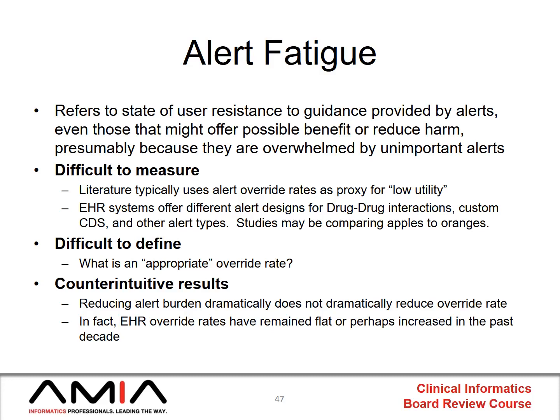We also note that many EHR systems offer different alert designs for common types of alerts, like drug-drug interactions versus custom CDS rules versus other types of alerts. And so when you look at things like override rates or alert fatigue or adherence to CDS rules, you may actually be comparing apples and oranges, and what works in one type of alert may not be applicable to another type. It's also been difficult to define. So let's say that your goal is to reduce override rates. Well, what is an appropriate override rate, and what should it be? I don't think we actually know the answer to that.